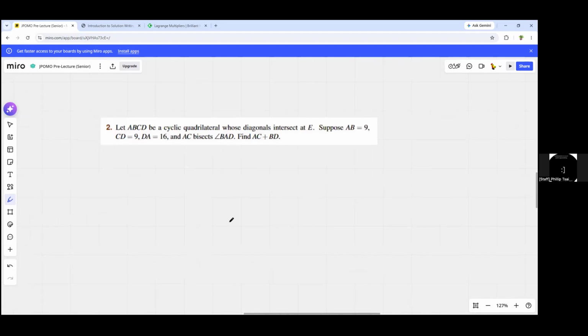Let ABCD be a cyclic quadrilateral whose diagonals intersect at E. Suppose AB is equal to 9, CD is equal to 9, AD equals 16, and AC bisects angle BAD. Find AC plus BD.